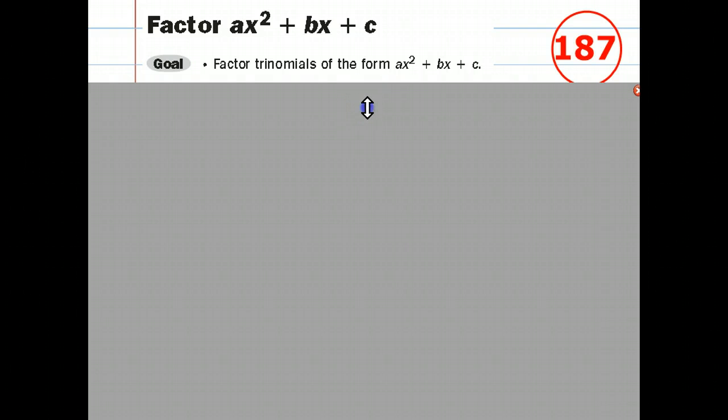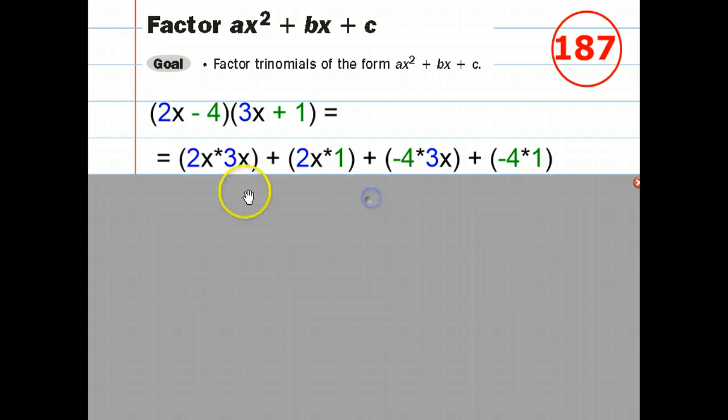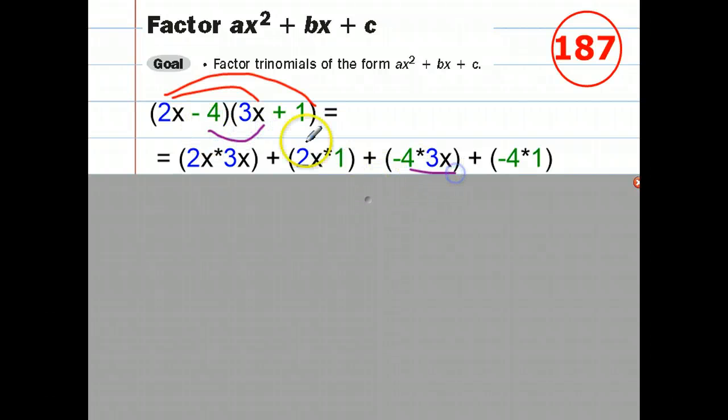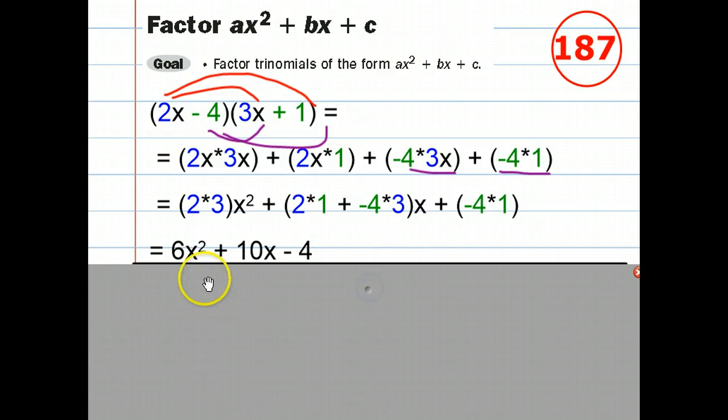Before we start factoring, let's take a look at a simple problem. Let's say I want to multiply these two together. In order to multiply these two together by the distributive property, I multiply the 2x times the 3x, I multiply the 2x by the 1, and then I switch it up and do the negative 4 times the 3x and the negative 4 times the 1. When I simplify all of that, I end up with the answer of 6x squared plus 10x minus 4.